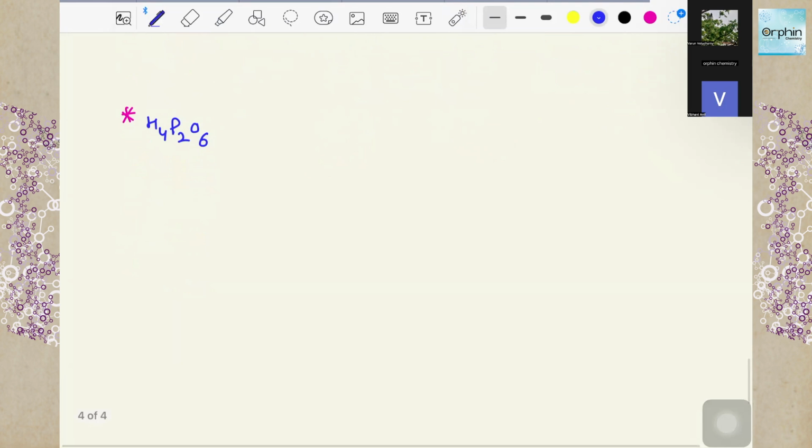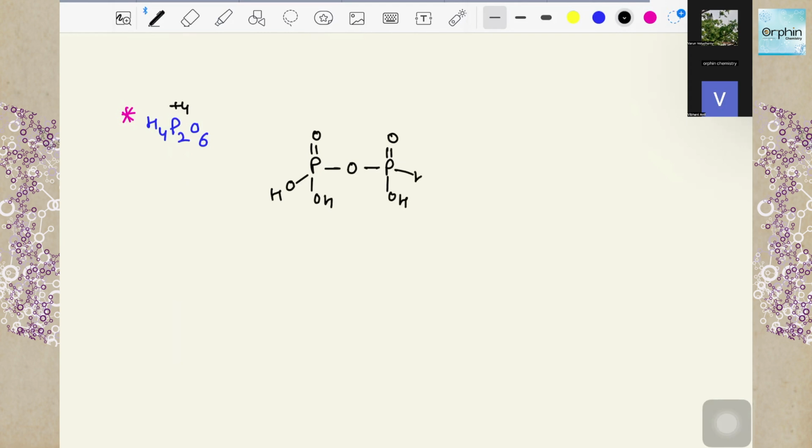H4P2O6. If you find the oxidation state here, 12 minus 4 is 8, 8 divided by 2 is 4. So it comes as +4, which means less than the maximum. Again, direct linkage, but two structures exist. One where an oxy linkage is there, POP. How many hydrogens are there? 4. How many oxygens are there? 3. So it cannot be a symmetrical structure. 2 OH will be with 1 phosphorus, 1 OH will be with another, and 1 hydrogen will be like that. So that's the structure here.